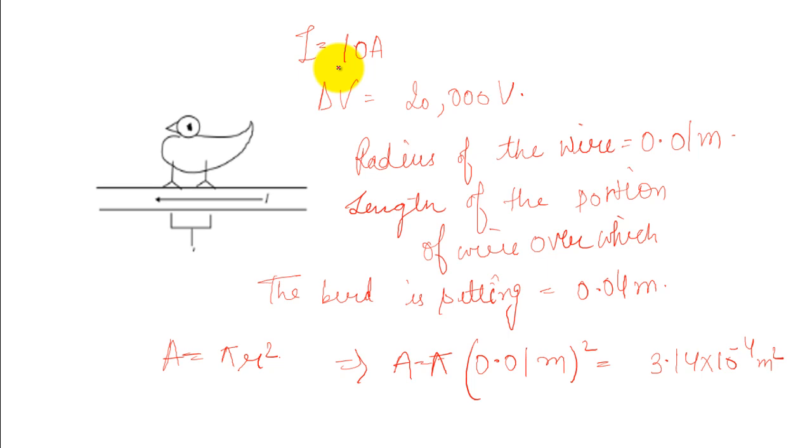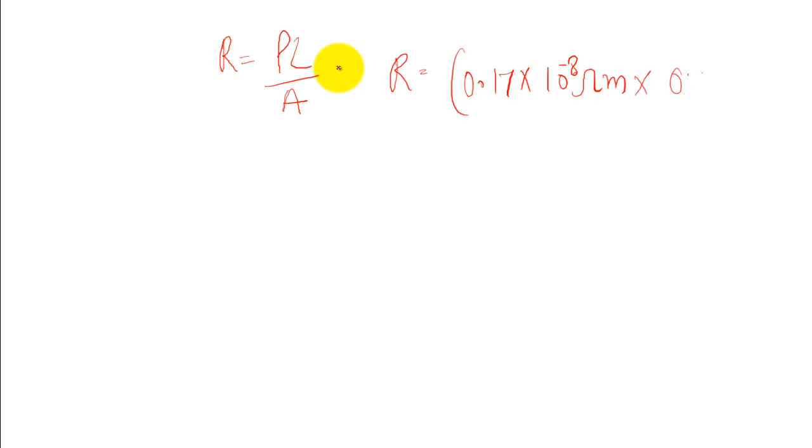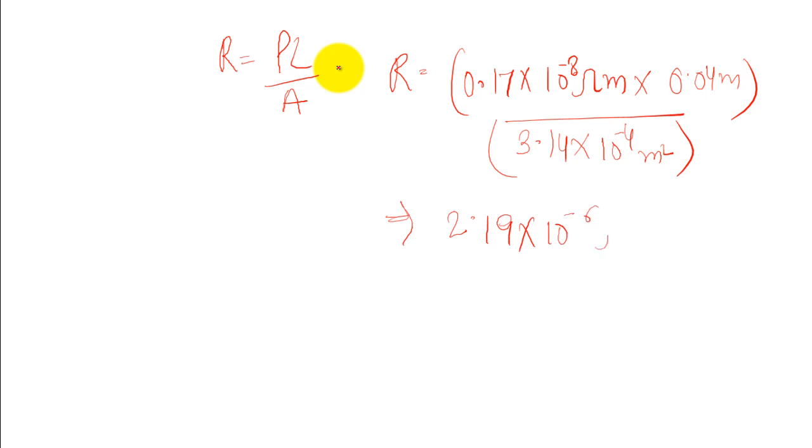Find the resistance of the portion of the wire over which the bird is sitting as follows. Capital R is equal to rho capital L upon A. Substitute 3.14 × 10⁻⁴ meter square for A, 1.72 × 10⁻⁸ ohm meter for rho, and 0.04 meter for L, and we get capital R is equal to 1.72 × 10⁻⁸ ohm meter multiplied by 0.04 meter divided by area 3.14 × 10⁻⁴ meter square, and we get 2.19 × 10⁻⁶ ohm.